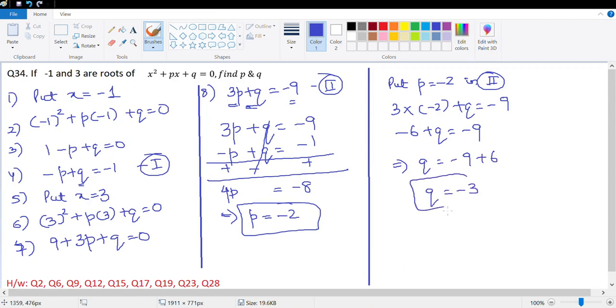So the value of p and q we've calculated. Let's put it in this form now. So p and q is equal to negative 2, comma negative 3. That was the question.